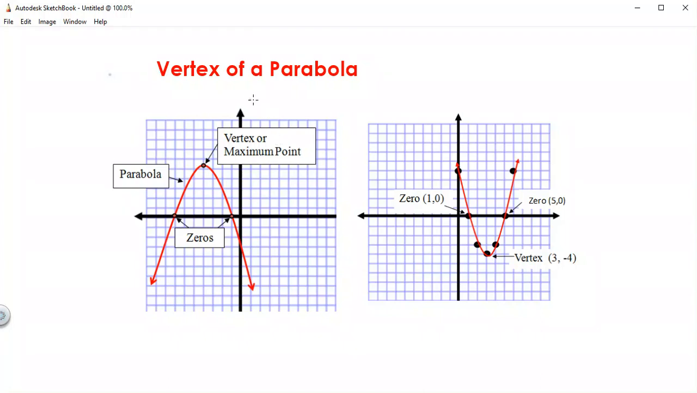Right, hello. Our task for today is to learn about the vertex of a parabola. I have two graphs here to give an overview of what a vertex is and what the other parts of a parabola are. A parabola is the shape of a graph that looks like what you have here. It's a U-shaped graph. Normally a parabola is the graph of a quadratic equation or quadratic function.